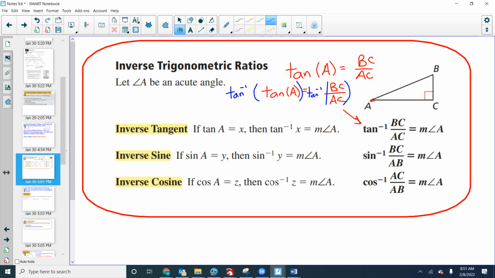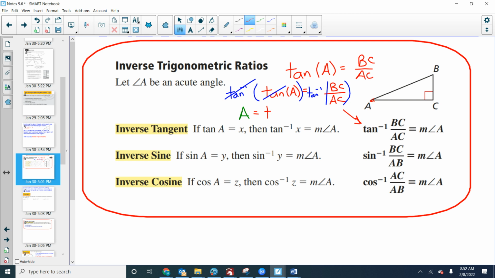By definition, if I had 5x and I divided by 5, what happens to the 5's? Cancel. If I have x squared and I take the square root, by definition, what happens? They cancel. If these are inverse operations, and I'm telling you they are, then when I take the tangent inverse of a tangent, what happens? They cancel. What am I left with on the left side? A. And on the right side, I have an operation.